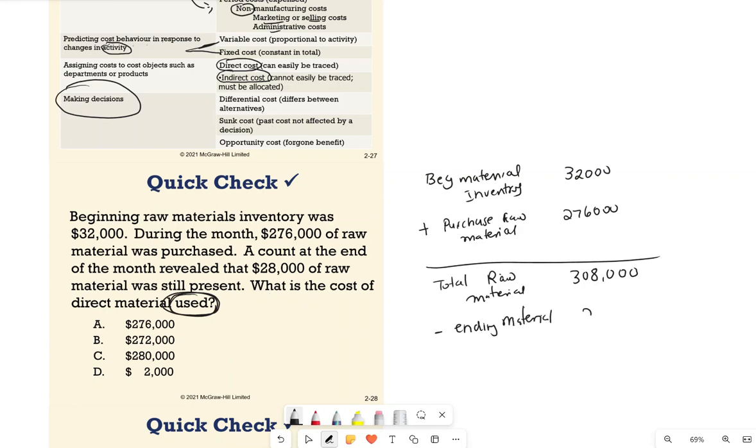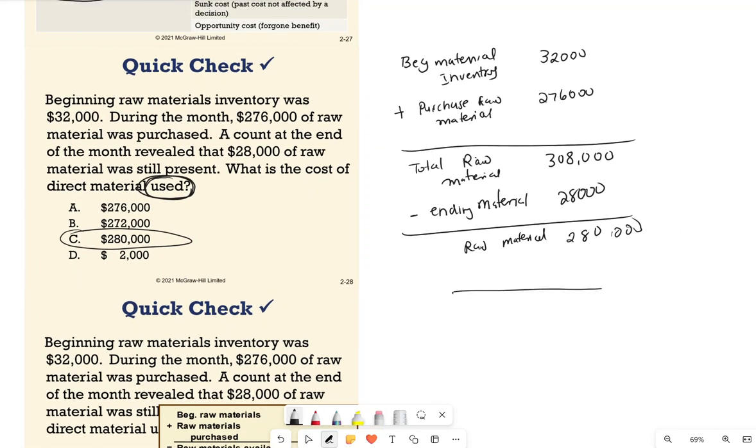In this case they told us it's 28,000, and then tells me the direct raw material that we used in the production. So the raw material that we used in production will be the difference between the both. In this case it will be 280,000, and the answer should be 280,000.